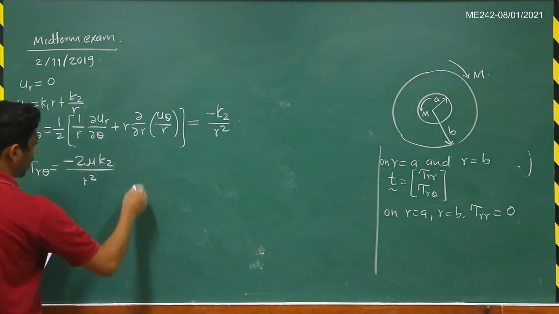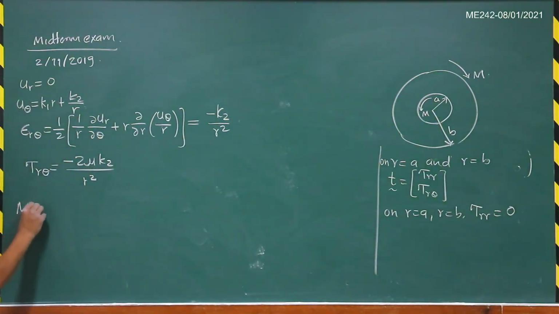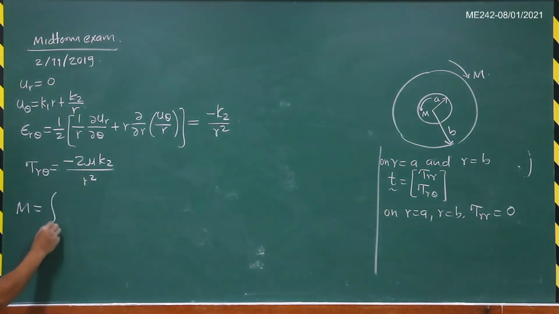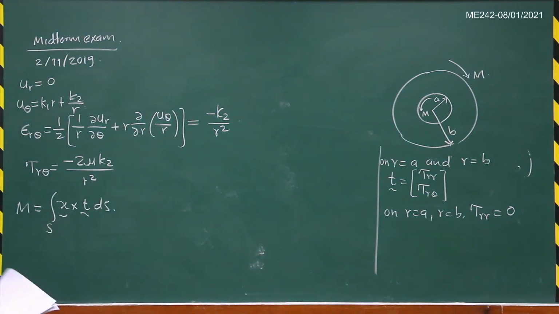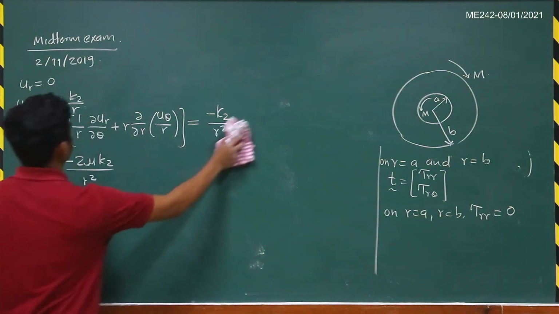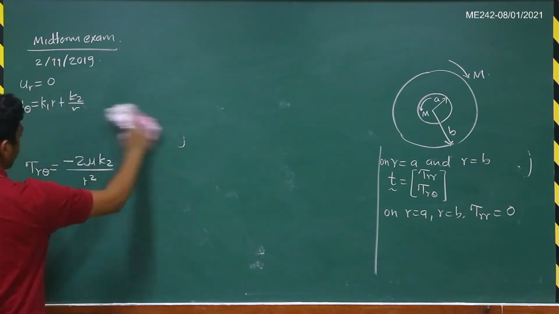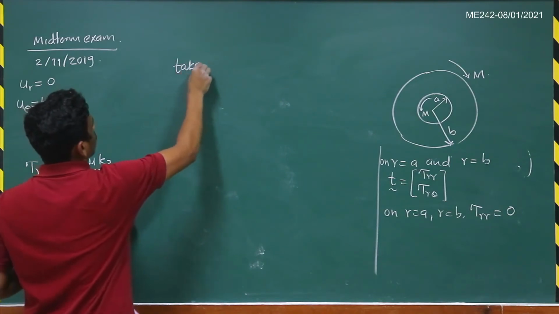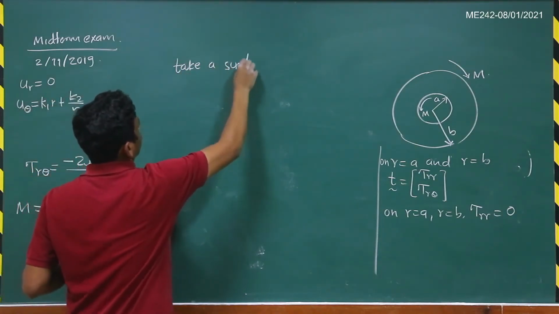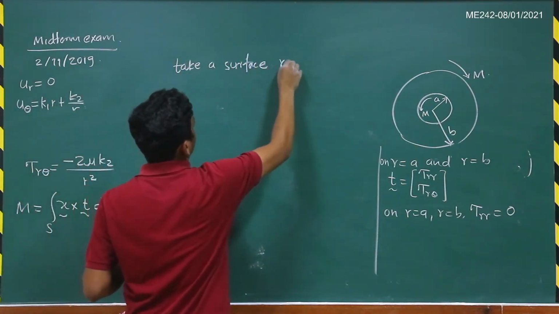Again, on a surface the moment is obtained as the integration over the surface of x cross t. Always use this expression for finding the moment, so that we do not end up making mistakes. Now this moment, if we take a surface or edge r equals a.